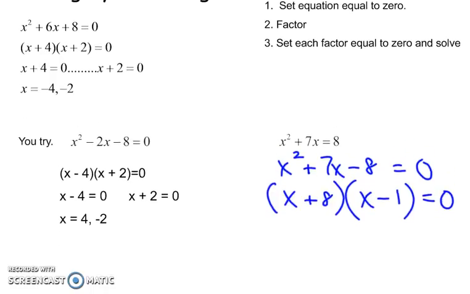Next, we're going to set each factor equal to 0. So x plus 8 is equal to 0, and x minus 1 will be equal to 0, so that our solutions will be -8 and +1. Again, we can always check our answers by substituting them into the original equation.